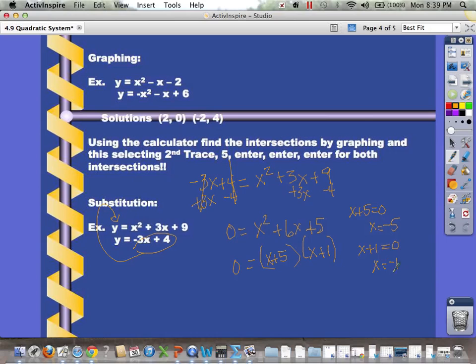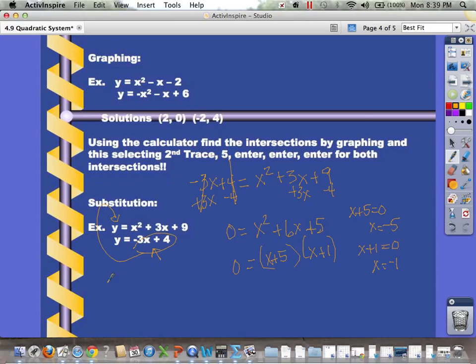Now, we have two x values. You have to take both of them and plug them in. And I suggest plugging them into this one because it's shorter to see what your y values are. Because these are ordered pairs. These are solutions to this system, and it takes an x and a y value.